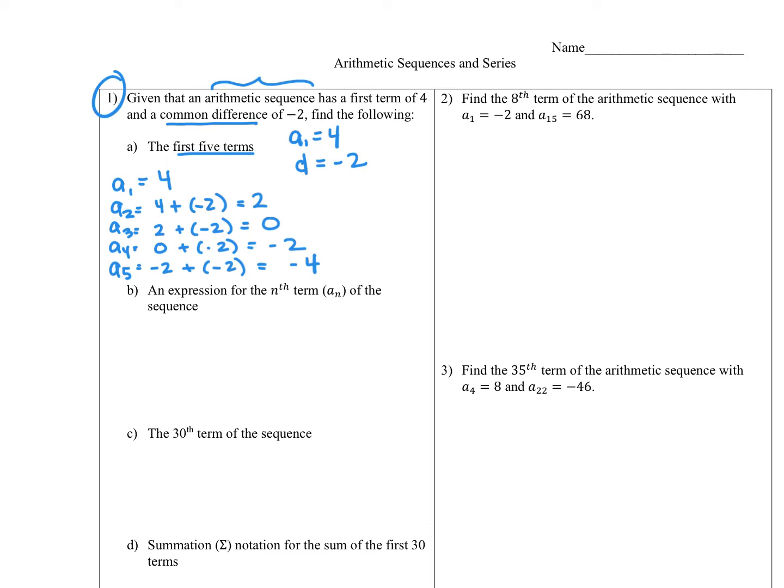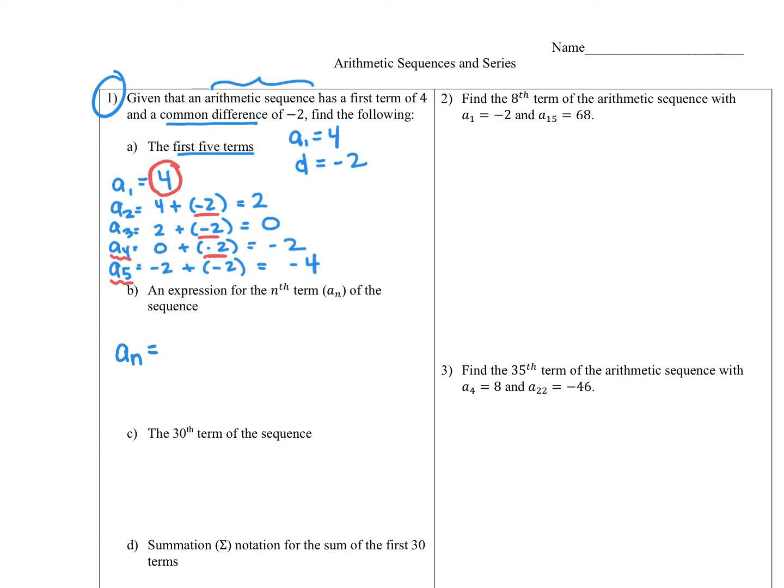Now it wants us to write an expression for the nth term. So if you think about what we're doing, to find the 5th term, look what we had to do. We had to add 1, 2, 3, 4 -2s to get to the 5th term. To get to the 4th term, we had to add 1, 2, 3. See how it's 1 less? And it all starts with this very first guy.